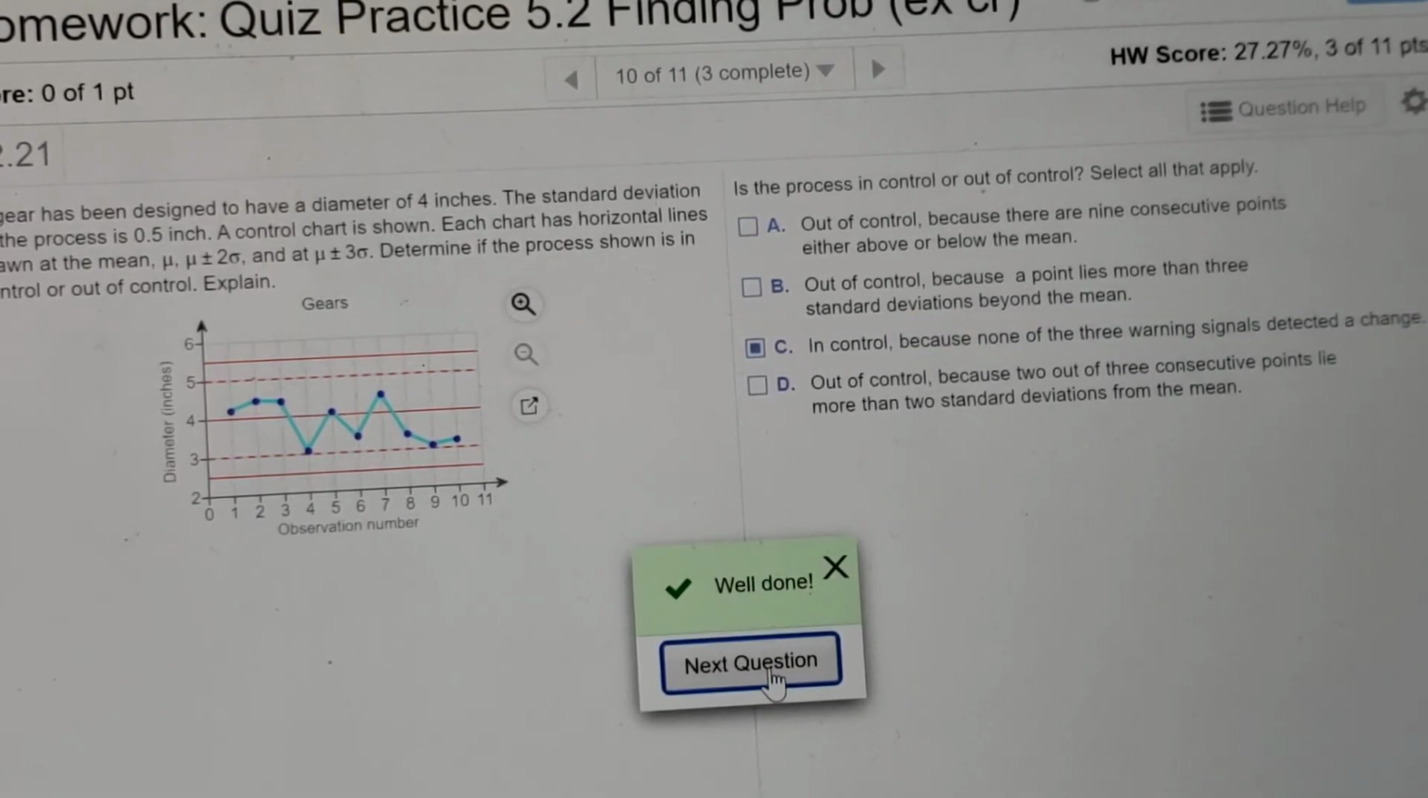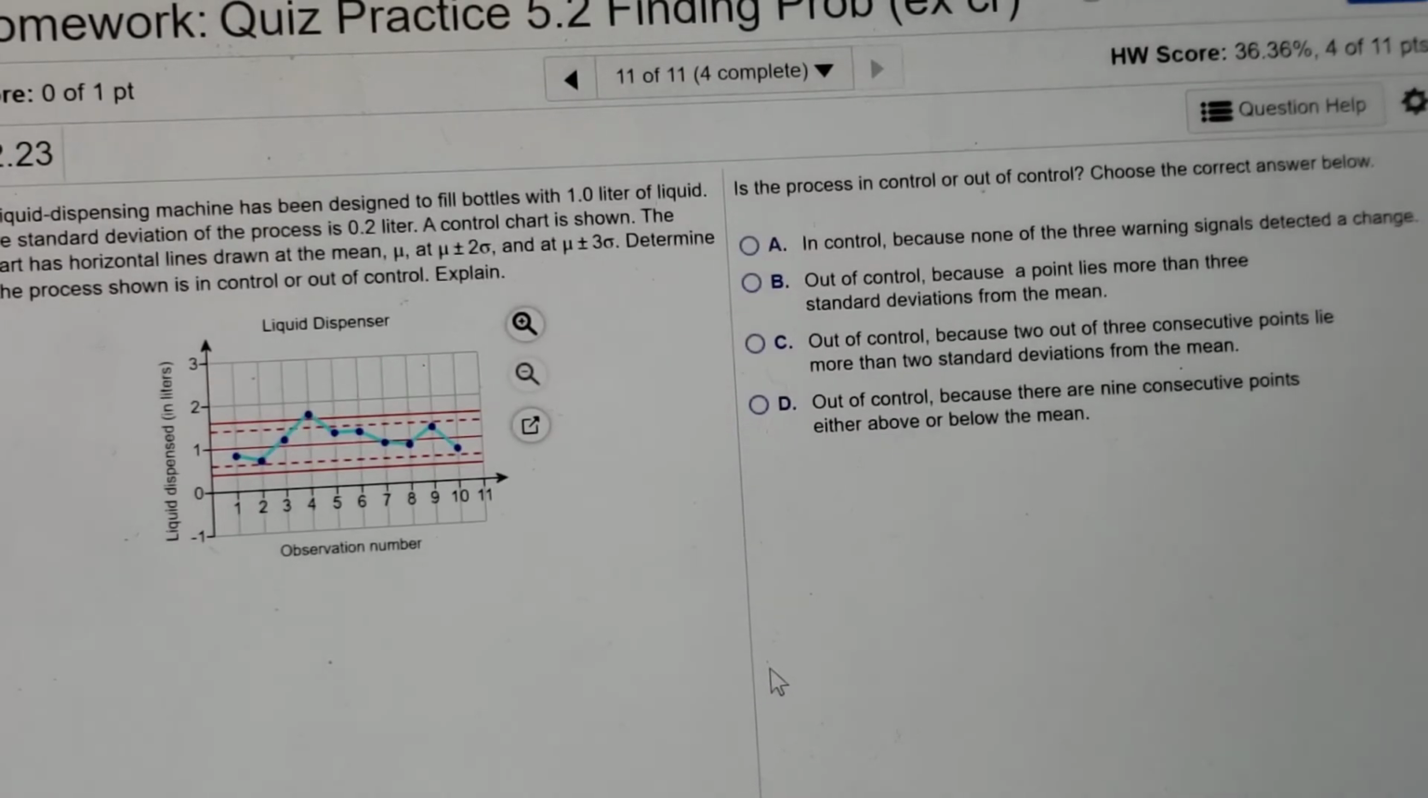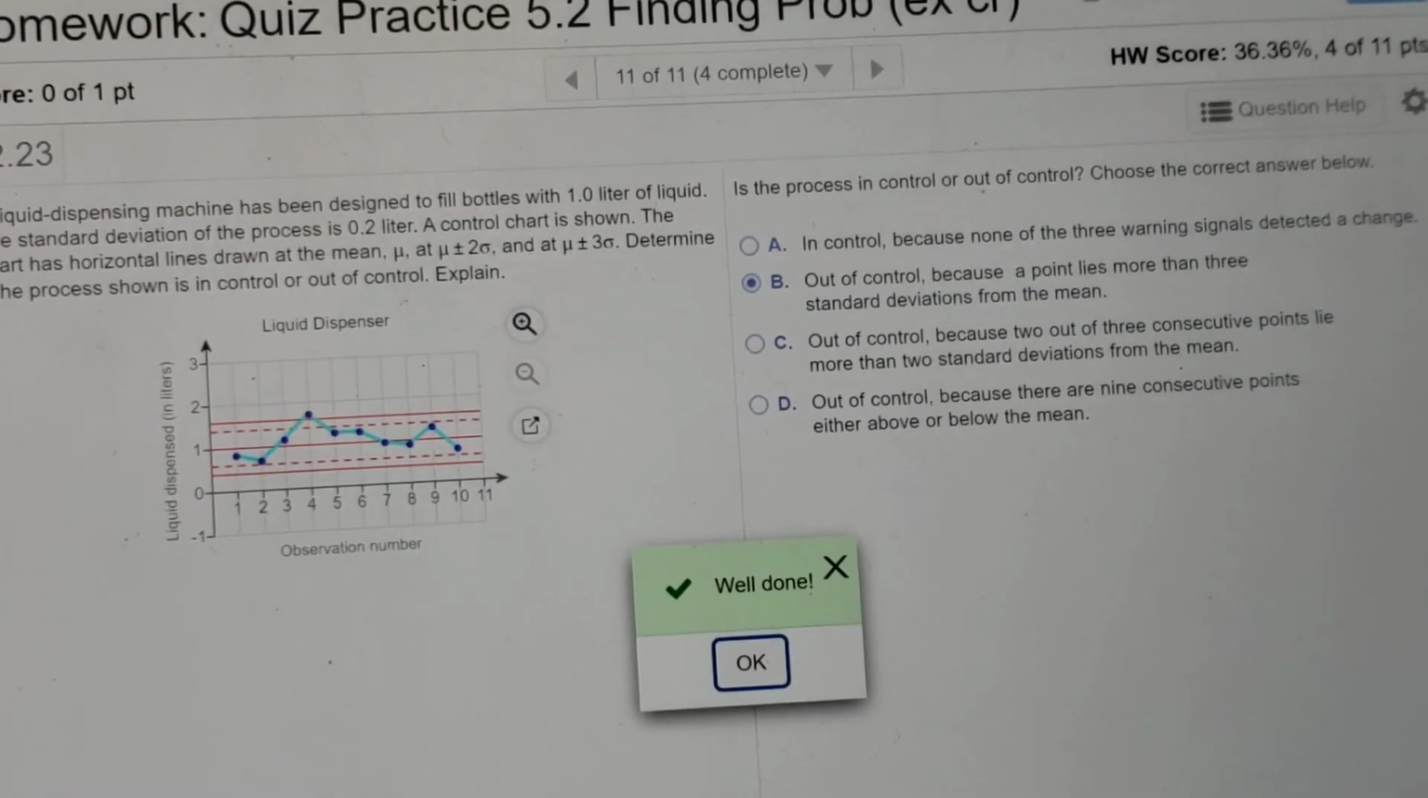Let's go to the next question. It's the same sort of thing. This one, I can see that point right there. That's more than 3 standard deviations away, so that's going to fail. Point lies more than 3 standard deviations, that's B. So they give you the conditions right in these answers. Read them carefully, you'll get it.